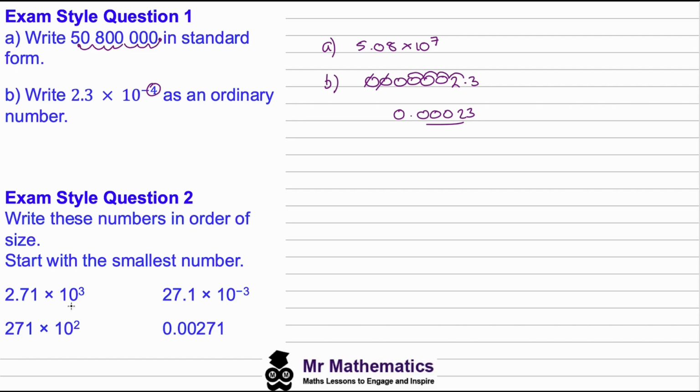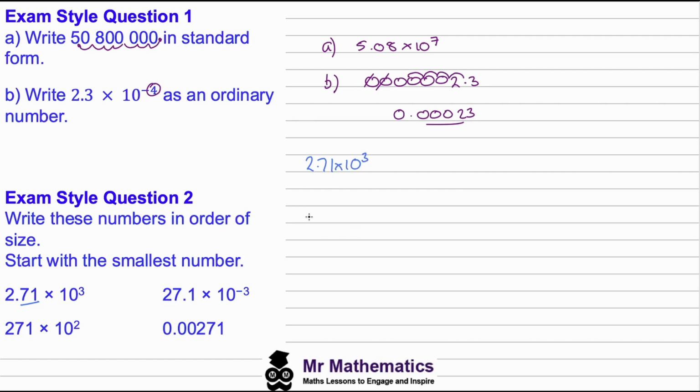And then for question 2, the problem we have is that we've been given some numbers in standard form, some numbers not in standard form, but as a power of 10, and a number in ordinary form. So it's probably a good idea to write them all using the same form. In this case, I'm going to write them all in standard form. So this one's already done. We've got 2.71 times 10 to the power of 3.